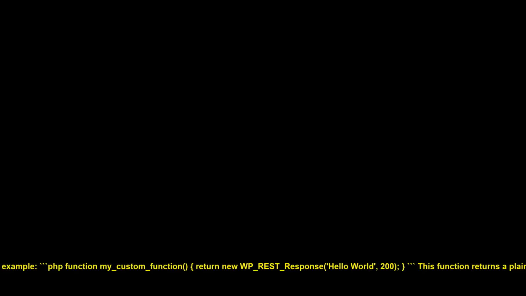Next, you need to define the callback function my_custom_function. This function will handle the logic for your custom endpoint. Add this function below the register_rest_route line. Make sure the function returns the data you want to expose through the API. Here's a simple example: PHP function my_custom_function, return new WP_REST_Response, hello. Now, save your changes in the functions.php file or your plugin file.